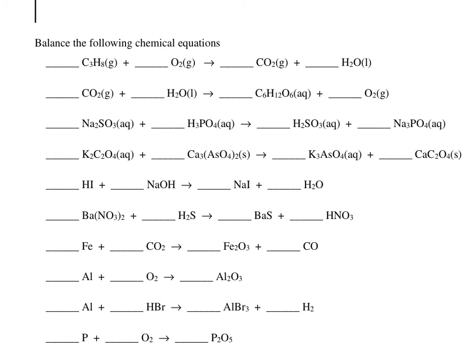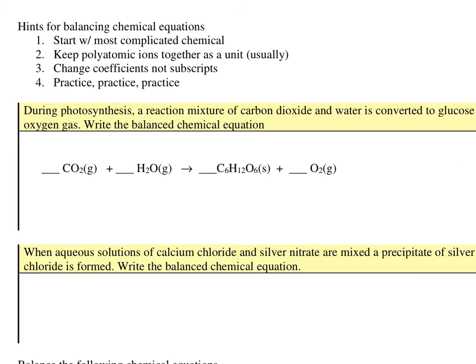In your notes are a number of chemical equations you can practice balancing. These blanks before the formula indicate you are to fill in the blank with the appropriate coefficient. The coefficient tells us how many we have of each of these molecules in order to have a balanced chemical equation. The best way to learn how to balance chemical equations is to practice balancing chemical equations.